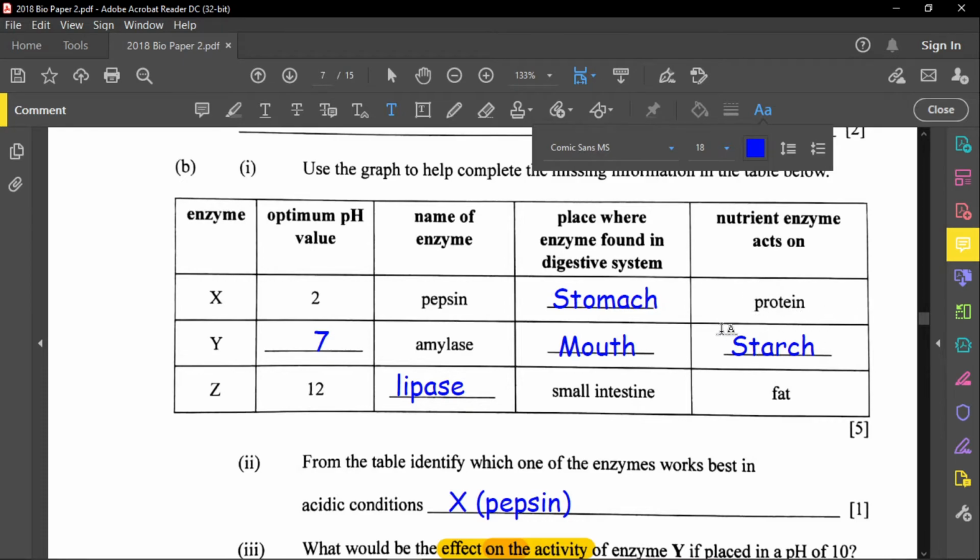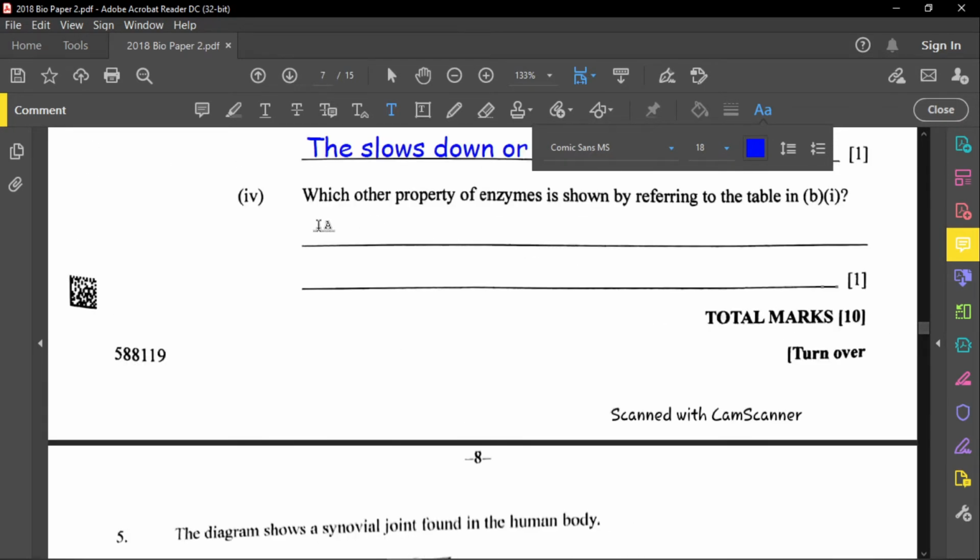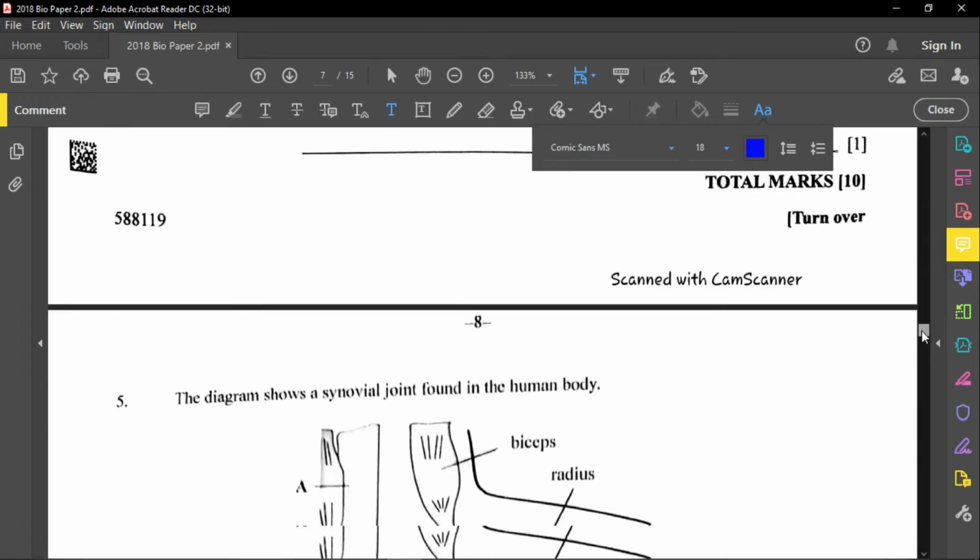And so because each enzyme reacts to something differently or acts on something differently, it therefore means the enzymes are substrate specific. So here it is saying that enzymes are substrate specific, which means they only react on certain nutrients, or specific nutrients.